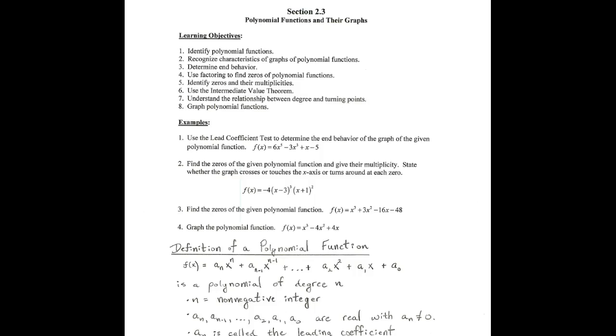All right, this is section 2.3 of the Precalculus course. And in section 2.3, actually it's from 2.3 to 2.5, we're going to be talking about polynomial functions. In section 2.3, we're going to discuss polynomial functions and their graphs.